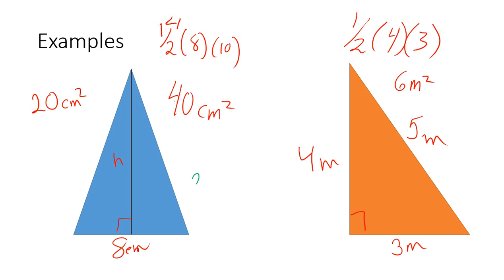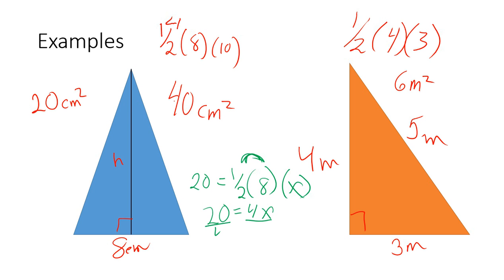So we would set it up as 20 is equal to 1/2 times 8 times x. Now there's a few different ways you could do it. You can move the 1/2 first, or what I will do is I'm going to multiply those two together, getting us 20 is equal to 4x, and then I solve for x. So I divide both sides by 4, getting me x is equal to 5, meaning that my height would end up being 5 centimeters. So that's your area of a triangle.